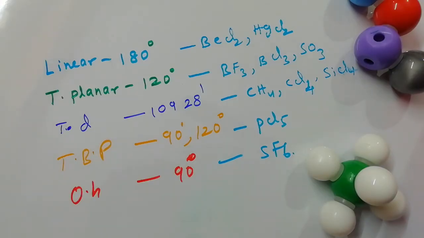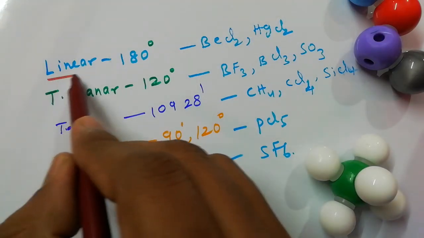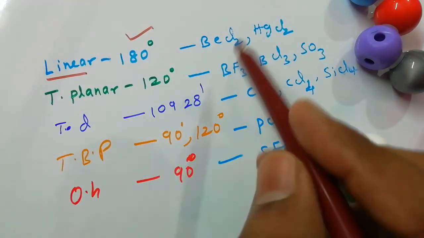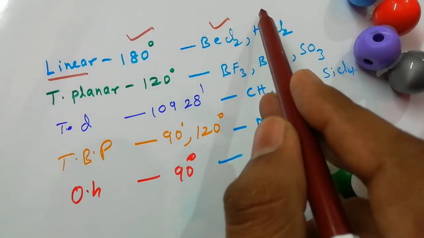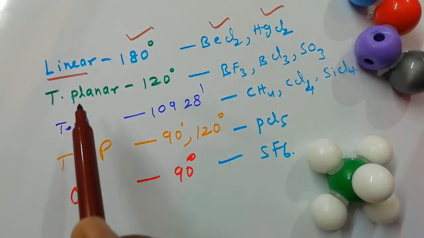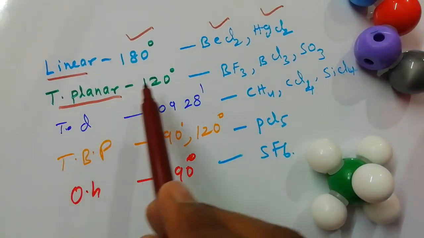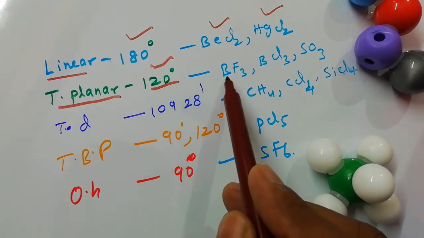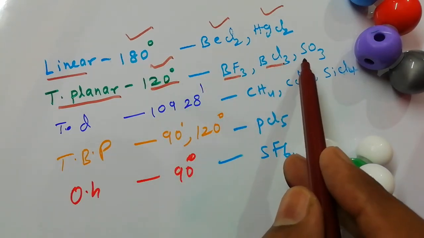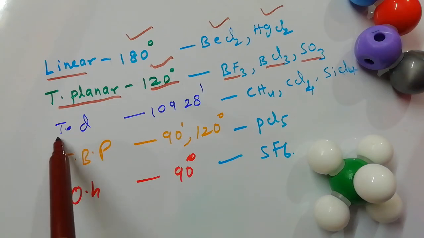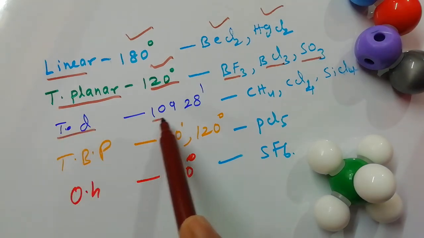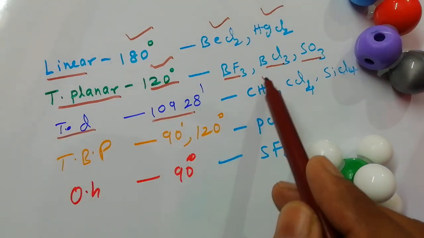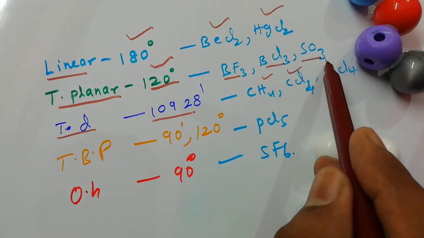Let us have a quick review for examination. Linear structure, what is the bond angle? 180 degrees. Examples are beryllium chloride, mercury chloride. Next, trigonal planar, what is the bond angle? 120 degrees. Boron trifluoride, boron trichloride, sulfur trioxide. In tetrahedral structure, what is the bond angle? 109 degrees 28 minutes. Examples are methane, carbon tetrachloride, silicon tetrachloride.